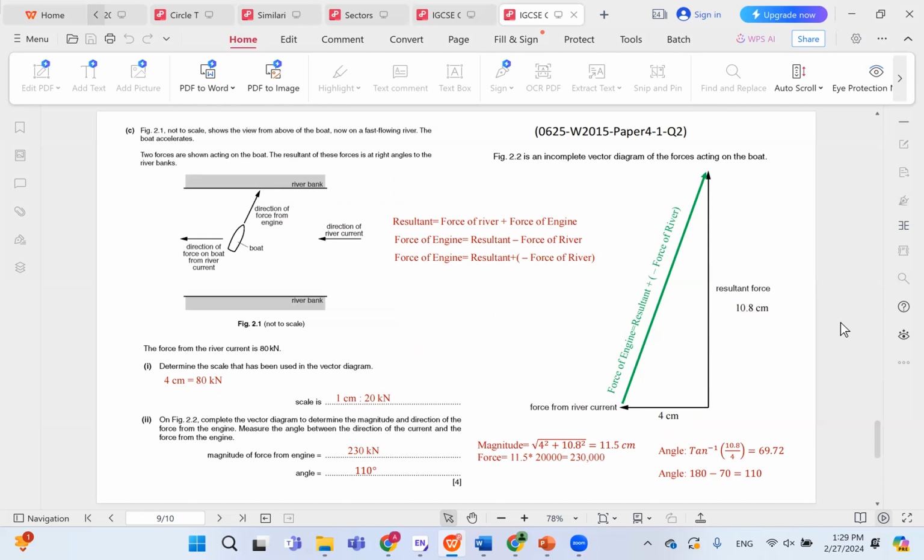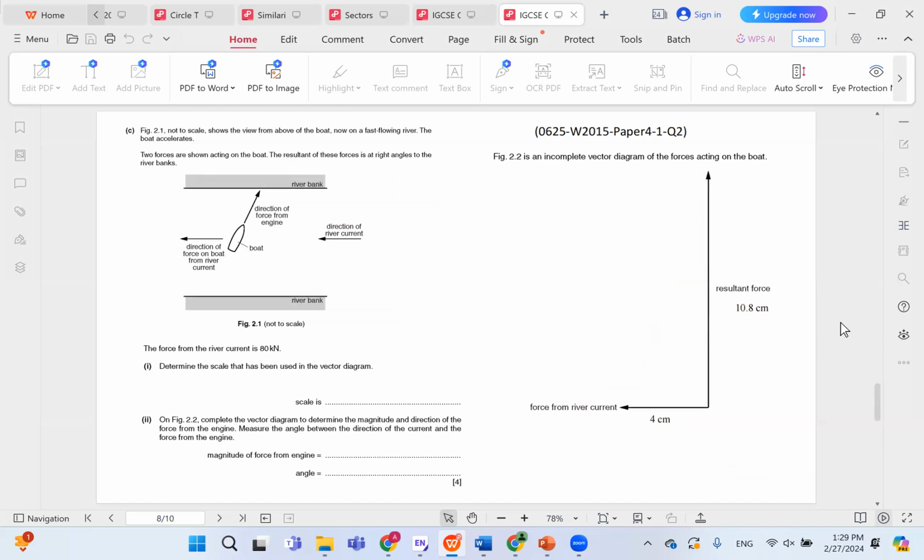Measure the angle between the direction of the current and the force from the engine. So let's go back to the empty page and try to figure out how we can get the force from the engine. Now, we are given the resultant force here. So this is the resultant. The resultant should go from the tail of the first vector to the head of the second vector. So the head of the second vector should be somewhere here.